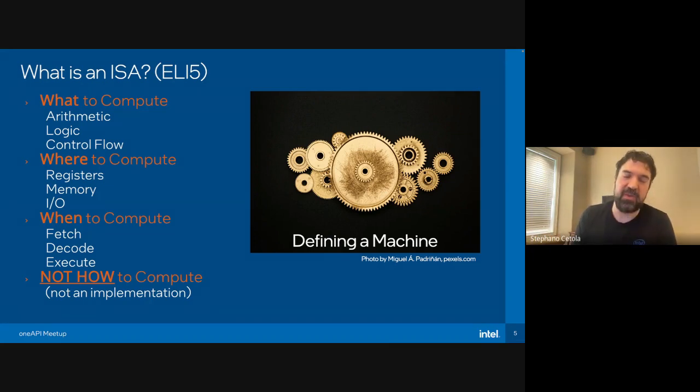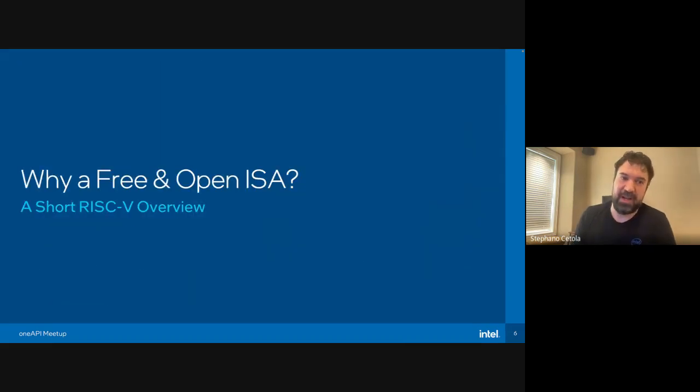So now that we've level set on what the difference is between RISC-V, the ISA, and RISC-V, the institution, the nonprofit, and we've talked a little bit about an ISA, why would we want a free and open ISA? And answering this question takes me down a bit of a road of just a high-level RISC-V overview. So we'll do a little bit of historical analysis for starters.